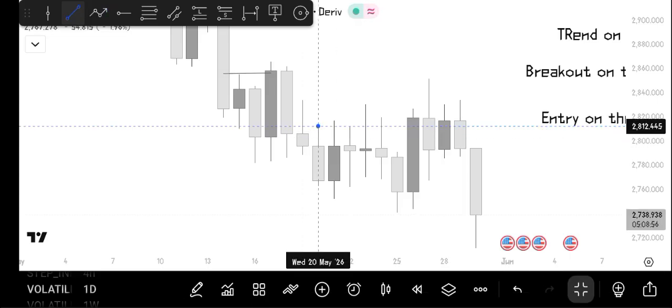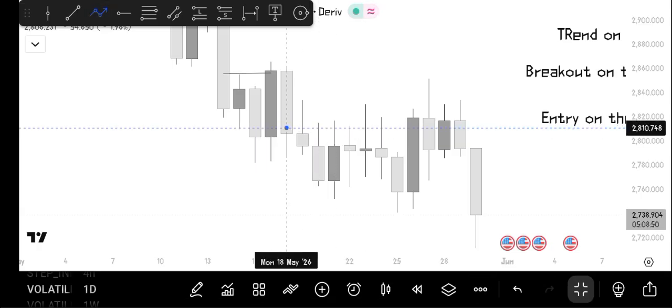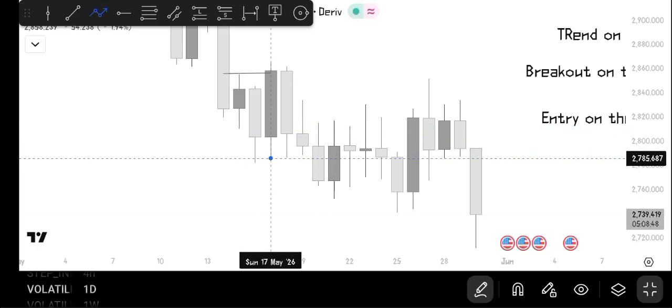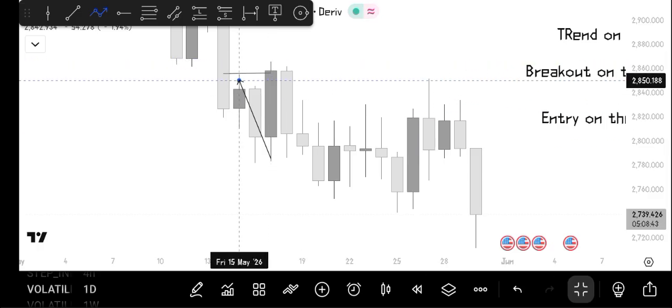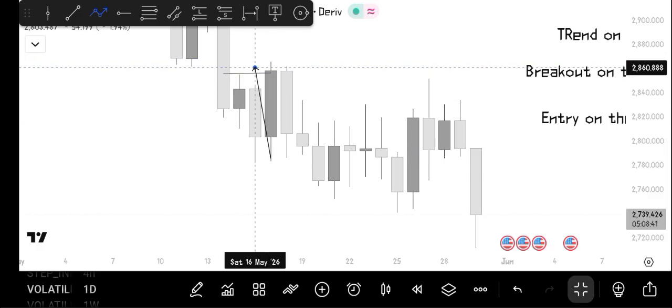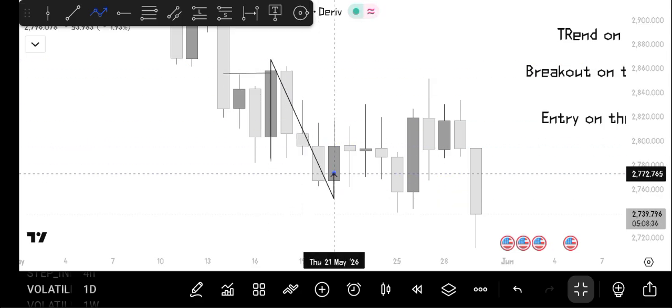So this was the same structure price gave, where it went back up, taking liquidity and filling this fair value gap here. It took liquidity from this candlestick right here and gave a break of structure. You get? So now it went up.